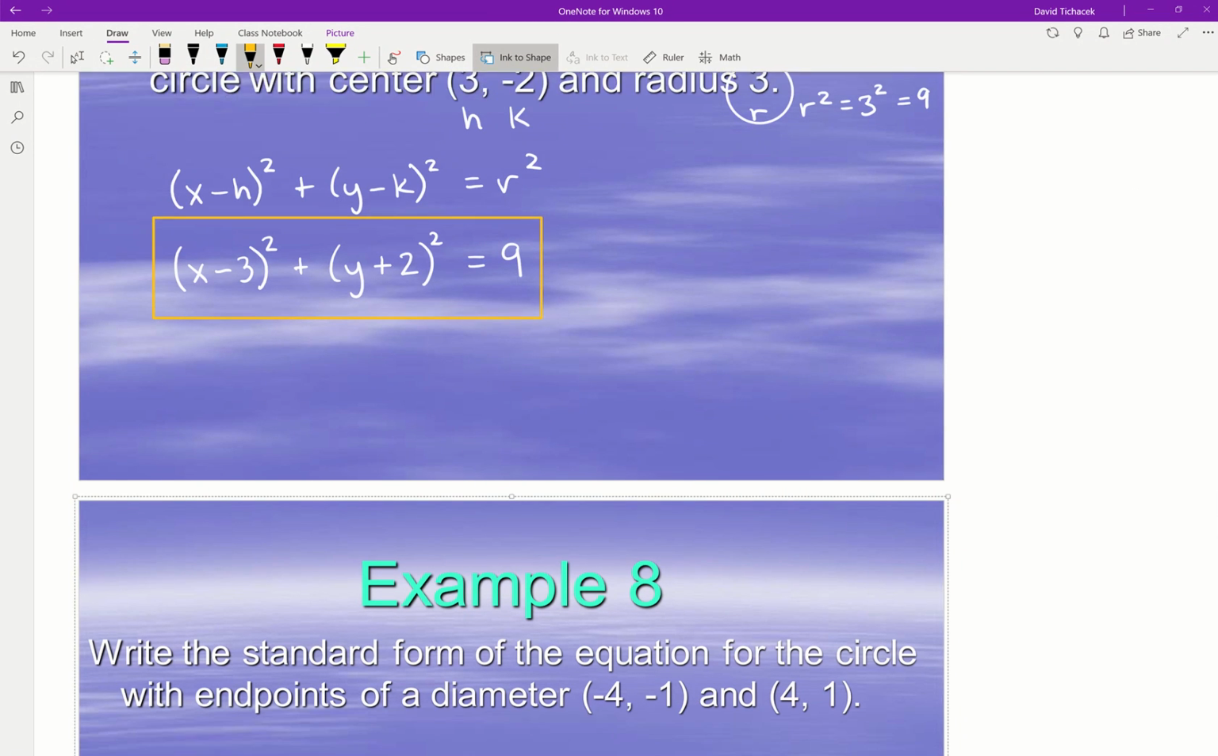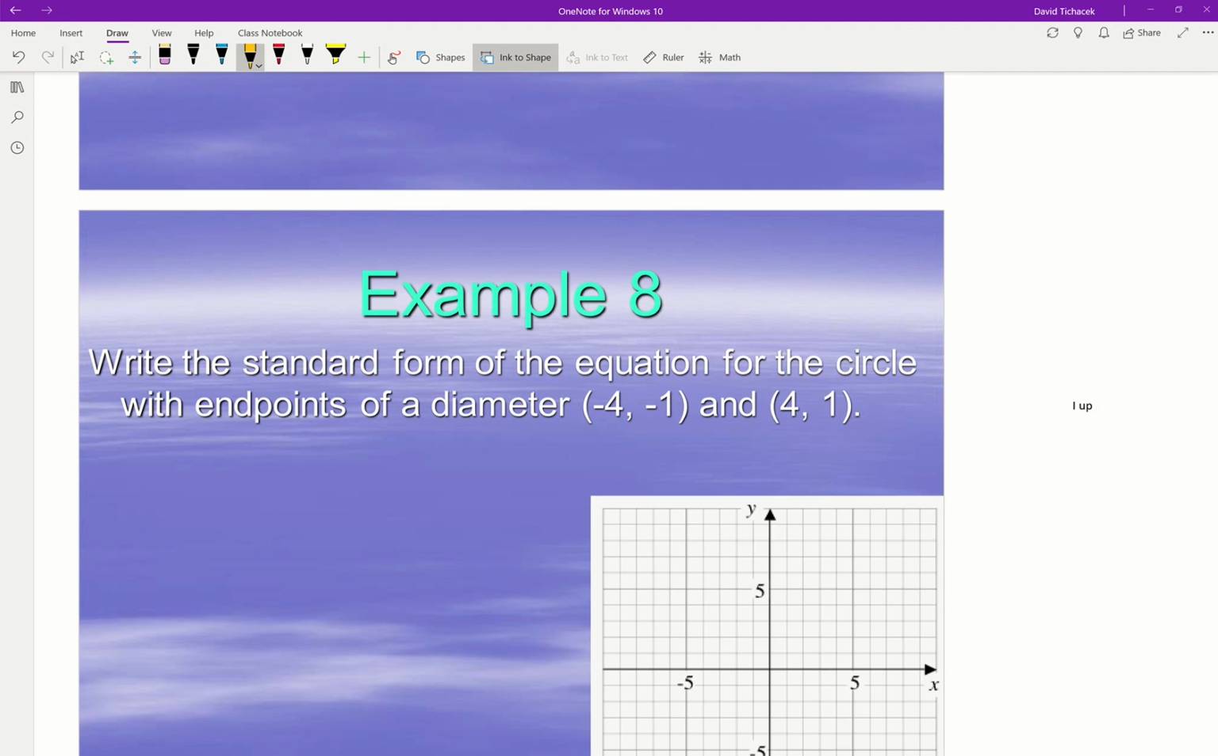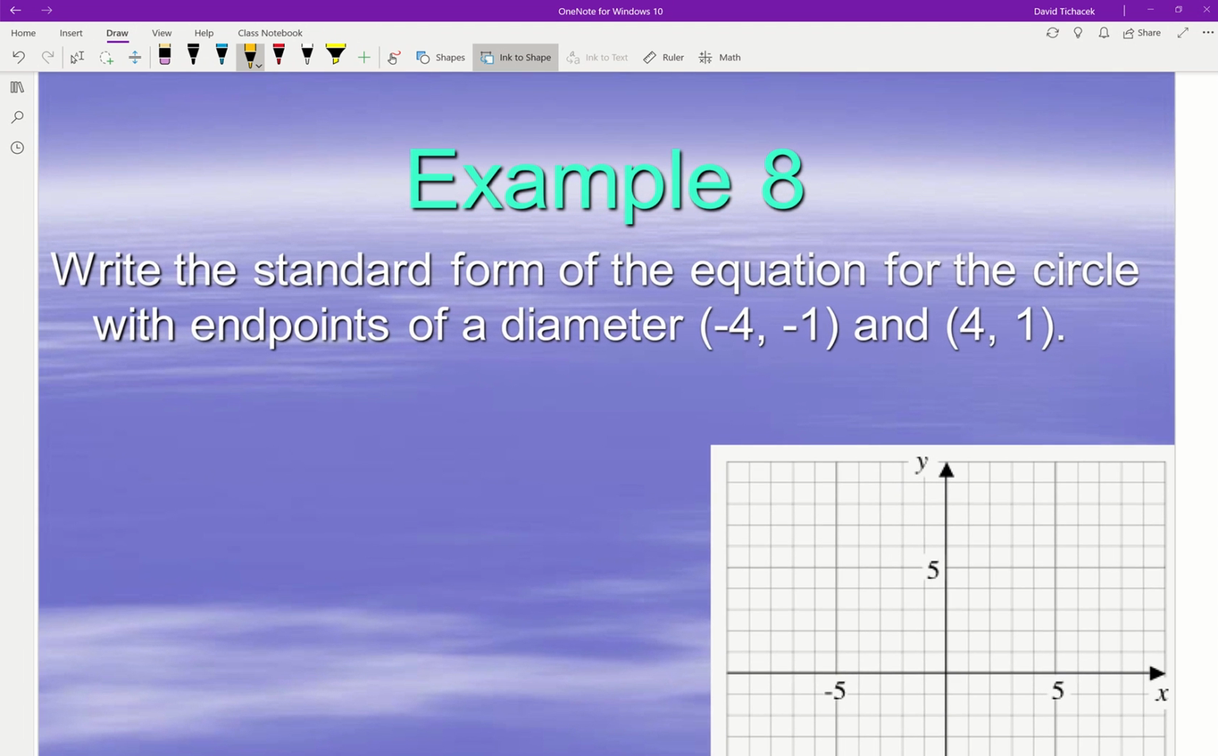And my computer is doing all sorts of weird things today, so let's do our best to kind of move on here. Goodness. All right, so example number 8, write the standard form of the equation for the circle with endpoints of a diameter at -4, -1, and 4, 1.